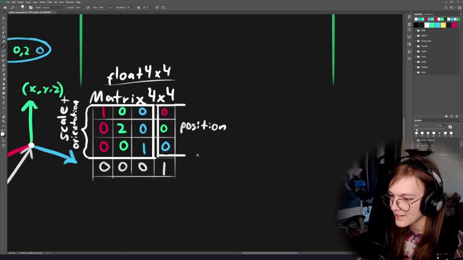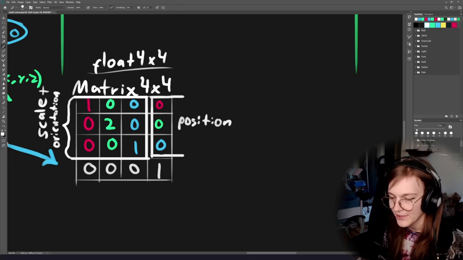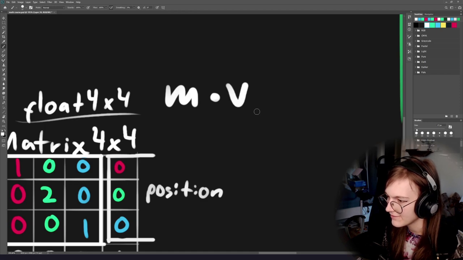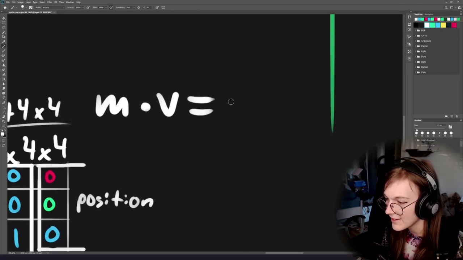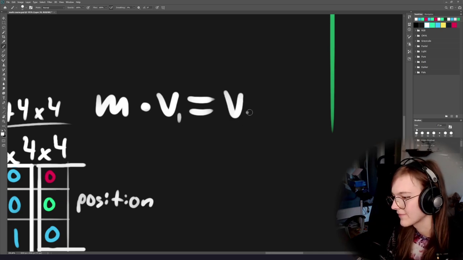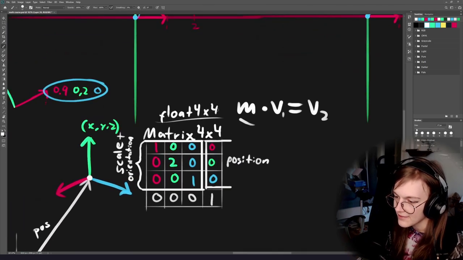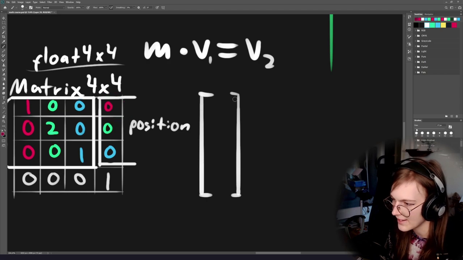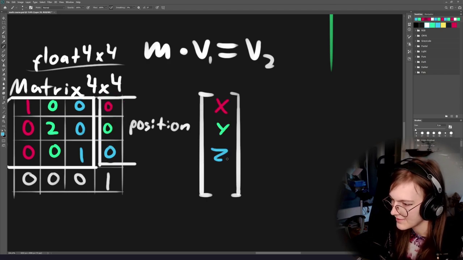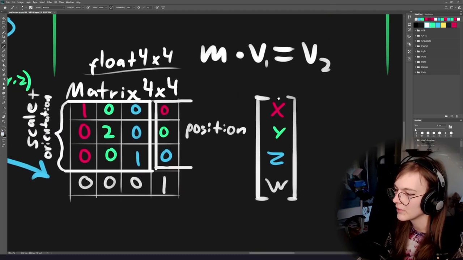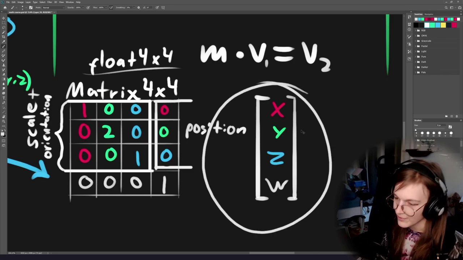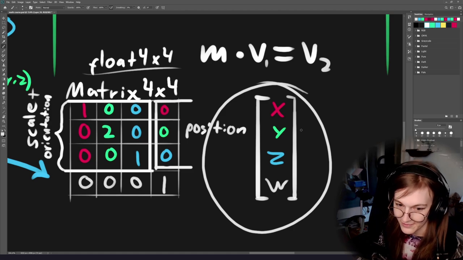The short answer is basically that you can do something with matrices where you multiply a matrix with a vector. So you can do matrix multiplied by a vector, and what you're going to get out of that is another vector, V1, V2. If you take this entire matrix and multiply it by a vector, which in matrix notation would be a column like this, where you would have x and y and z and w, and multiply these two together, you are going to transform this from local space to world space. That's the magic of how this works.